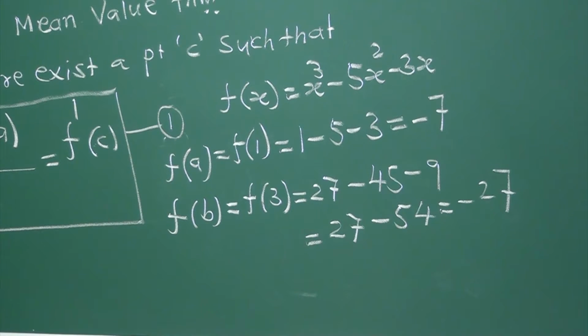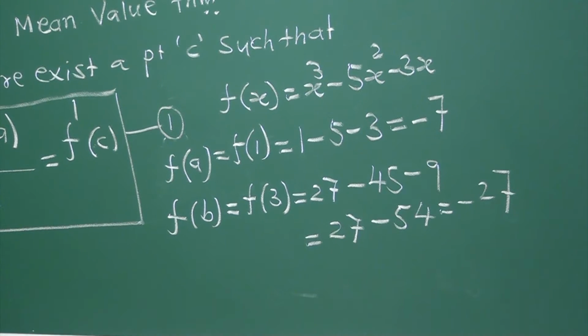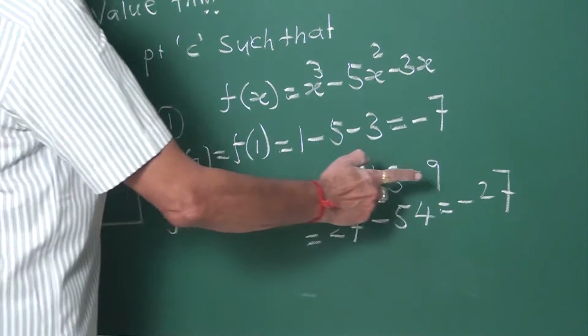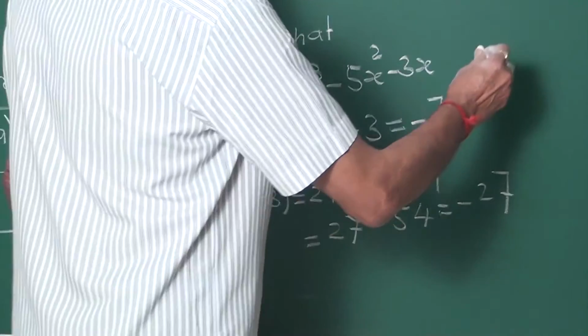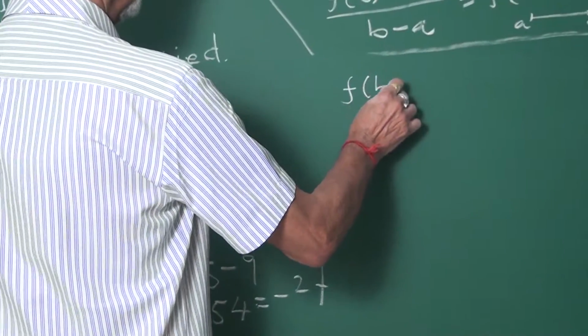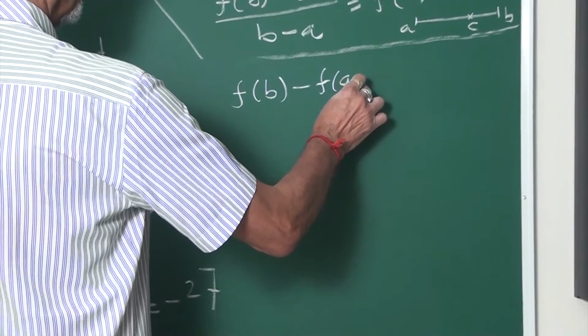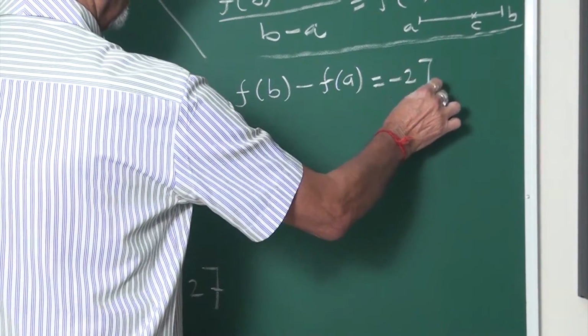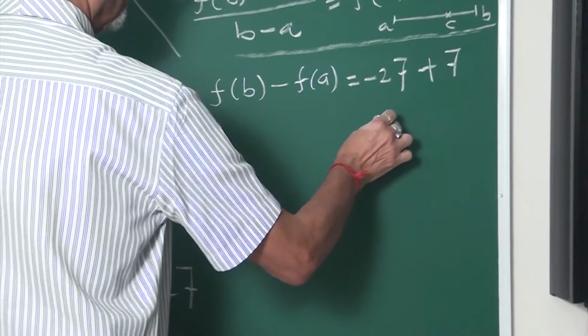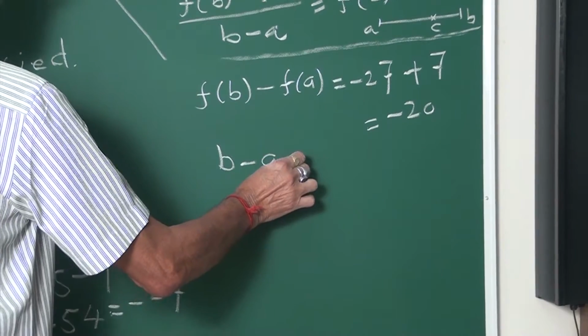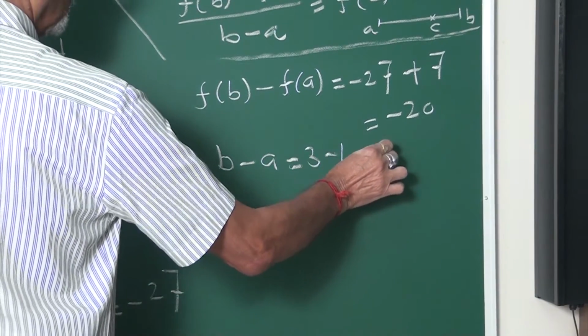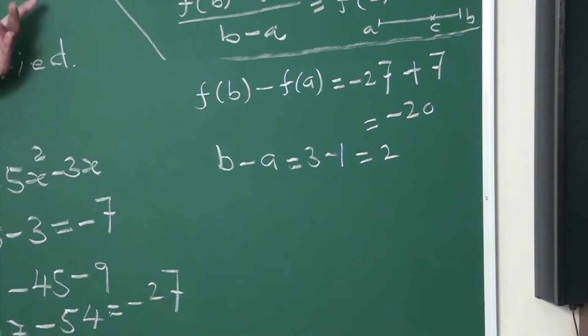Therefore, f(b) minus f(a) is minus 27 plus 7. Minus of minus is plus, which gives minus 20. What is b minus a? It is 3 minus 1, which is 2. See, the difference of these two ends, 3 minus 1, is 2.